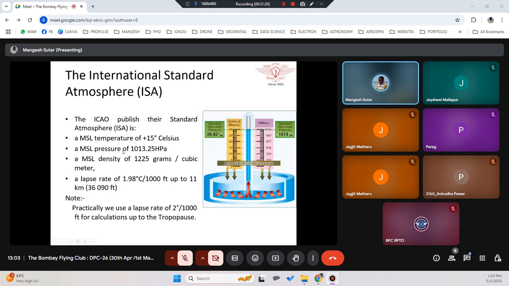Similarly, pressure or density you can find with respect to this. These are all base settings at mean sea level, the standard atmospheric settings. At mean sea level, the temperature would be 15 degrees, the pressure would be 1013.25 hectopascal, and the density would be 1225 grams per cubic meter. Okay, any questions over here on the standard atmospheric conditions?